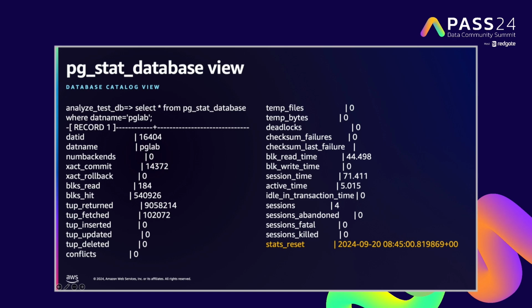PGStat database, actually, it's not the PGStat database view, what I meant is overview. Sorry, it's PGStat database, it's a view only. It shows transactions committed on the database, transactions rolled back, blocks read, blocks hit. Blocks read is how many disk blocks are read, and blocks hit is how many blocks were available in the shared buffers, okay, not in the OS file system cache.